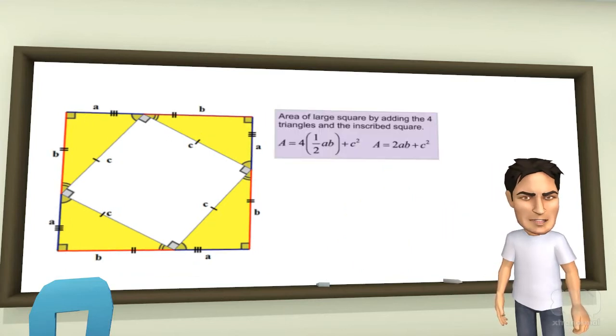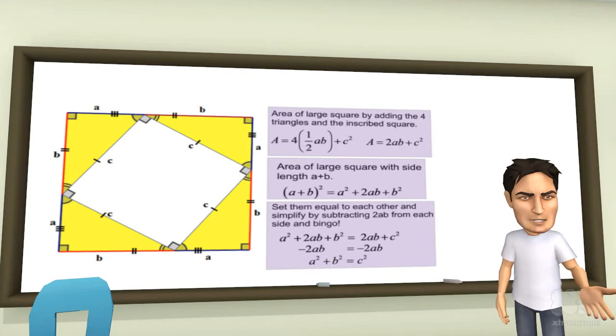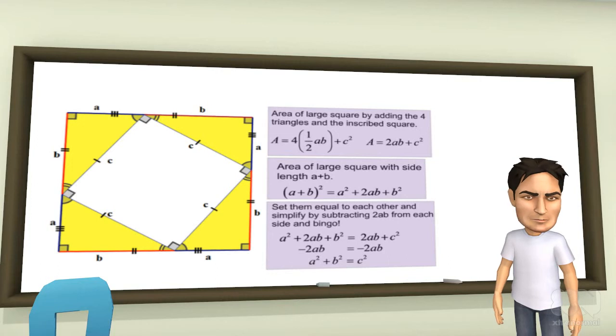First, the area by adding. The area of the right triangles is 1/2 A times B. There are 4 of them, so it's 4 times the quantity 1/2 A times B, which simplifies to 2AB. Then add the C squared for the inscribed square. That area is equal to the square of the sum A plus B, which simplifies to A squared plus 2AB plus B squared. We set those areas equal to each other and then subtract the common value of 2AB, and bingo. A squared plus B squared equals C squared.